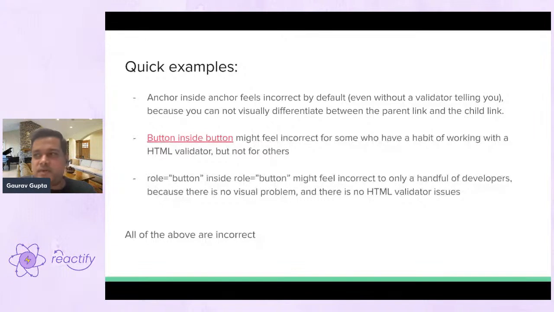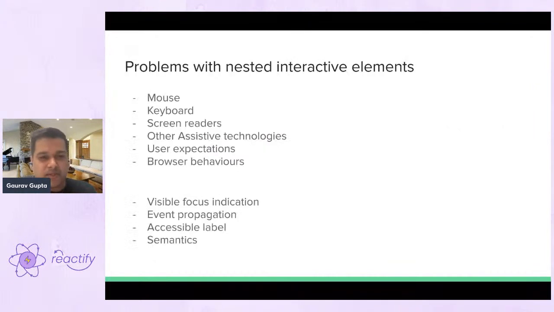But as you do div role equal to button and there is another div role equal to button inside it, by default you wouldn't feel that it is something wrong, especially because it does not lead to any visual problems. And the HTML validator would not complain in most cases. The new validators might complain because they also understand the ARIA roles, but generally HTML validators would only complain about HTML elements and their default semantics. But all of the above are actually incorrect. We'll see some examples of why, and why it would be confusing if we create something like this.